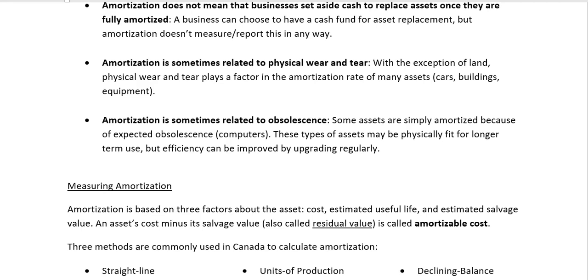Amortization is sometimes related to obsolescence. Some assets are simply amortized because of expected obsolescence. A computer is a good example. These types of assets may be physically fit for longer term use, but efficiency may be improved by upgrading regularly.